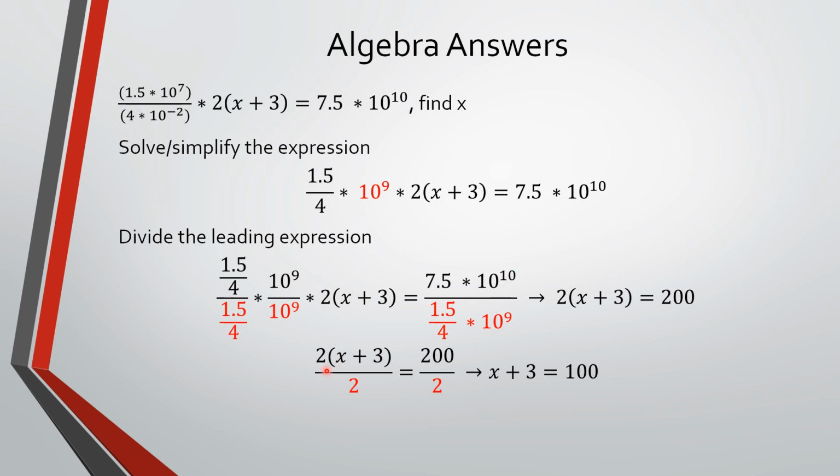So we just divide by two, we get this expression here equals 100. Then we subtract 3 from both sides, right? And we get x equals 97. So with all these scientific notations and divisions going on here, x equals 97, okay?